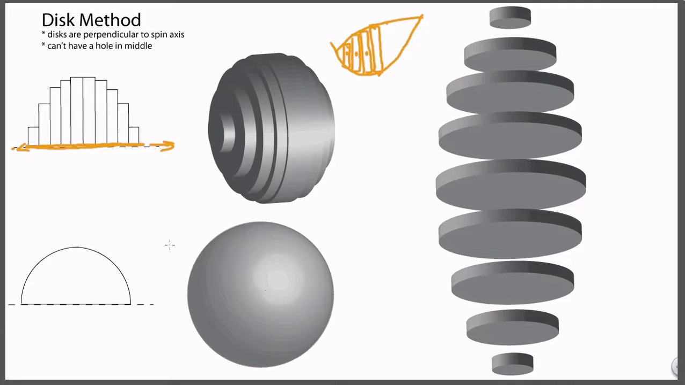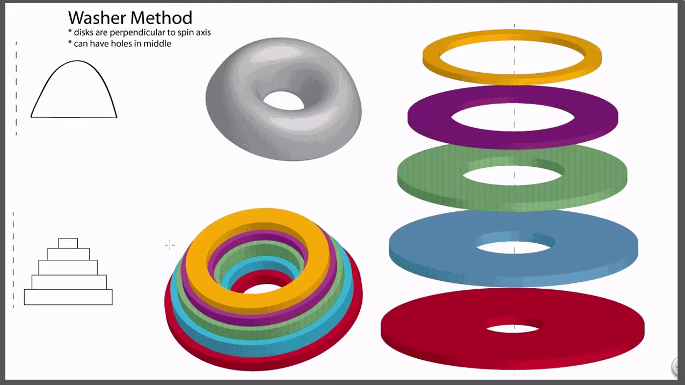Now if you want to know how to actually execute the disk method and do the integral and use the pi r squared formula and all that, you'll have to watch the video about the disk method. So what is the difference between the disk method and the washer method?